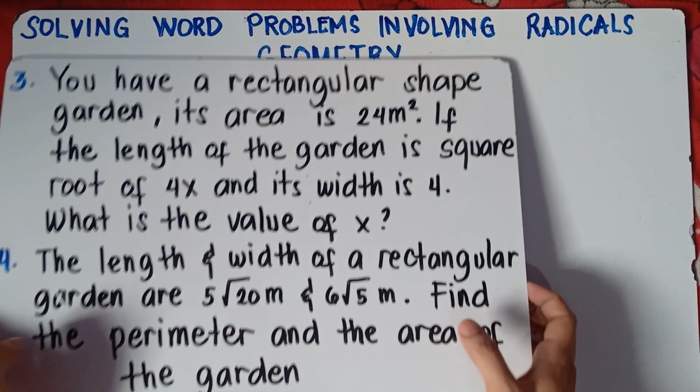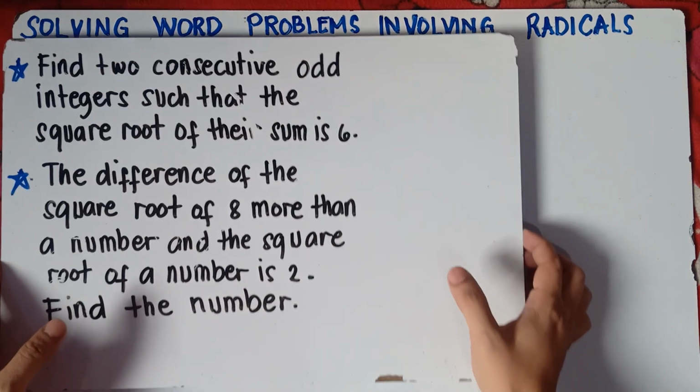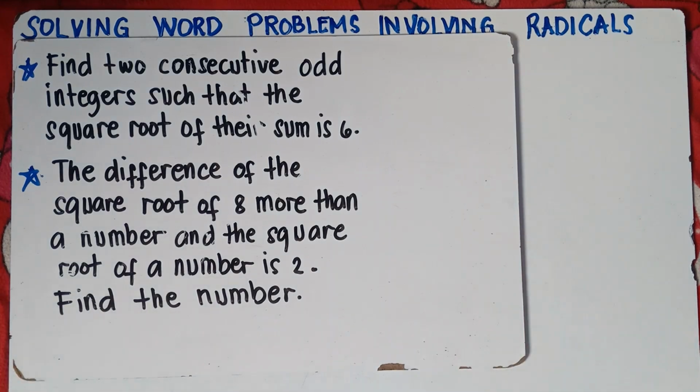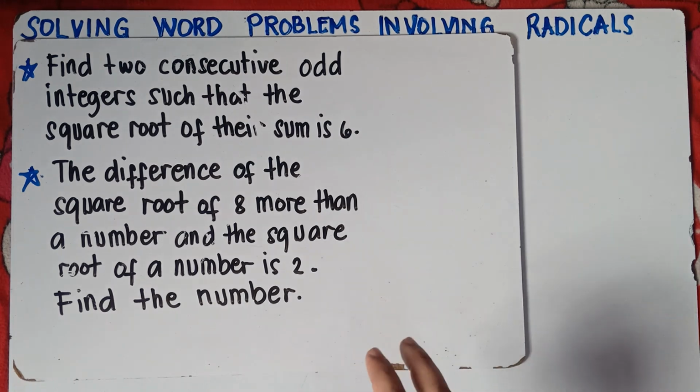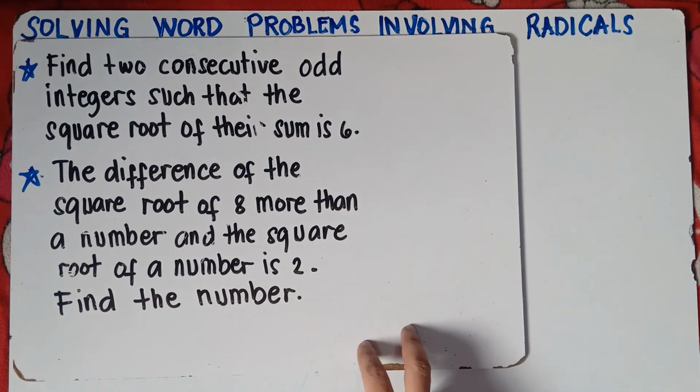Alright, now before we start, the last video that we had, class, is still problem solving involving radicals, but we are dealing with integers. So these are the following questions. Find 2 consecutive odd integers such that the square root of their sum is 6. The difference of the square root of 8 more than a number and the square root of a number is 2. You're told to find the number. Now, if you want to learn more about this, feel free to see the link in the description down below, class. We already have a video for this.